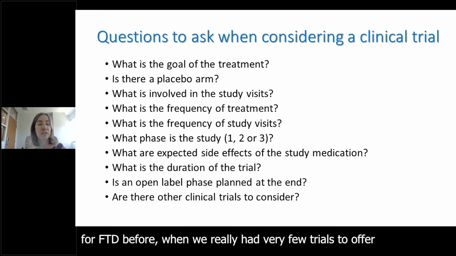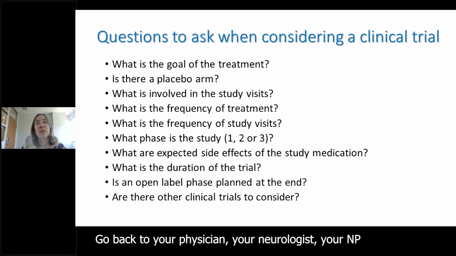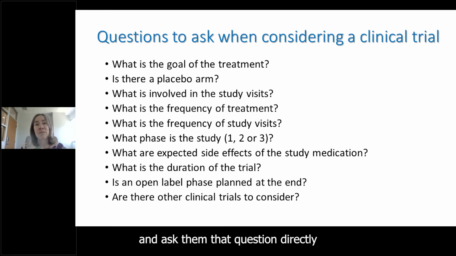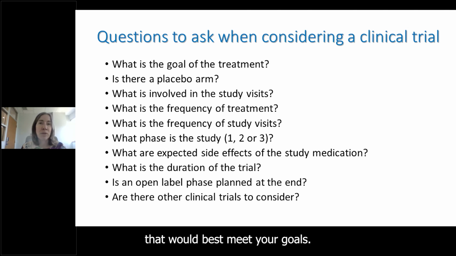And then I think a really important question that wasn't so relevant for FTD before, when we really had very few trials to offer, but is increasingly relevant now, is: I found this one trial. Are there any other trials for me to consider? And to really go back to your physician, your neurologist, your NP. I think it is very important you ask them that question directly, because there will be subtle differences perhaps if you have an opportunity to participate in more than one clinical trial, and they can help you identify which is the one that would best meet your goals.